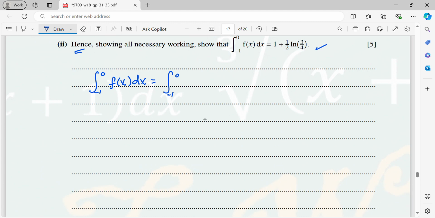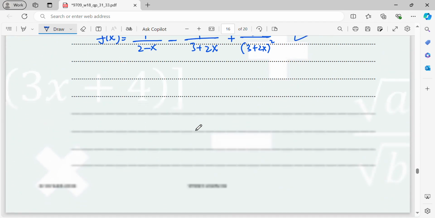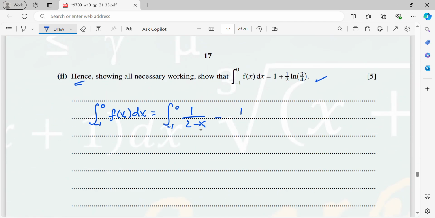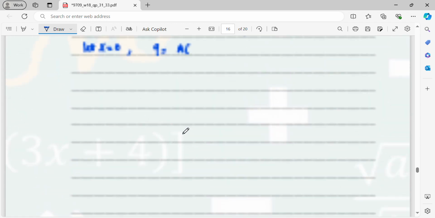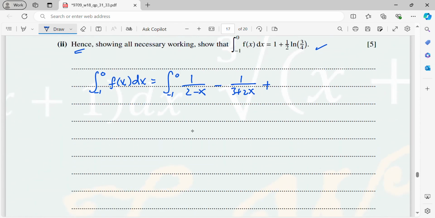1 over 2 minus x, minus 1 over 3 plus 2x, then plus 3 over (3 plus 2x) squared.